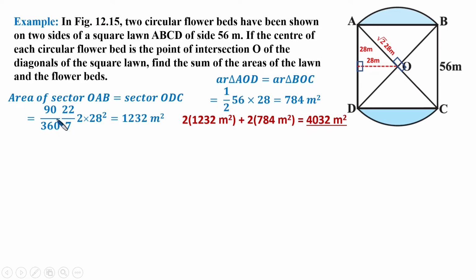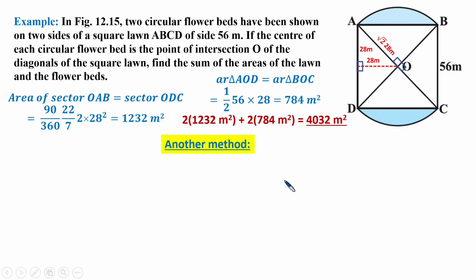I have to add 2 times this, since here I have this one, two sectors. This is twice. So I have got the area of this sector plus the area of this sector. And the area of a triangle is half base into height. Base is 56 and the height is 28 meter. There are 2 triangles. So I have to add this sector plus this sector plus this triangle plus this triangle. When I add, I get the total.